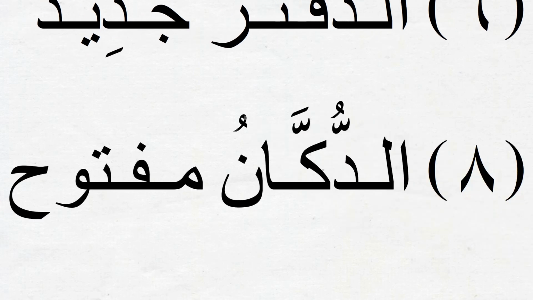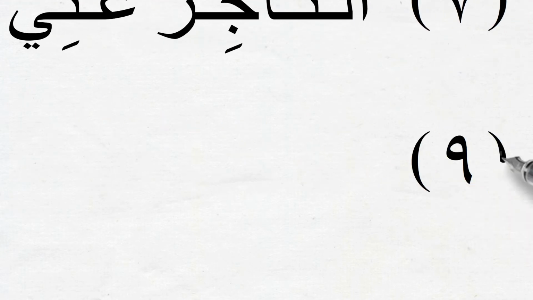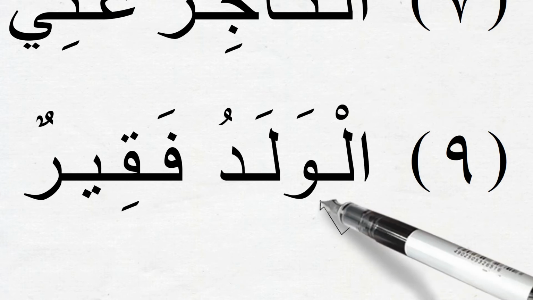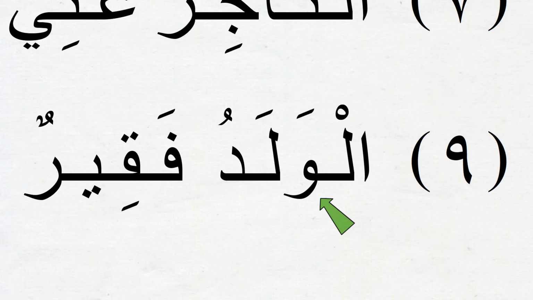Try to read the next sentence. Ad-dukkanu maftuhun. Ad-dukkanu is the store and maftuhun is open. So we are saying the store is open. Sentence number 9. Let's see if you can read it yourself. Al-waladu faqirun. Notice the word waladun starts with qamariyya letter. So we need to pronounce the letter lam of al. Al-waladu faqirun. Faqirun means poor, so the sentence is saying the boy is poor.